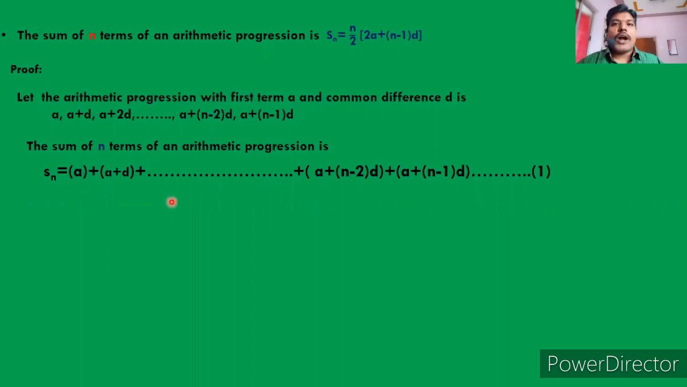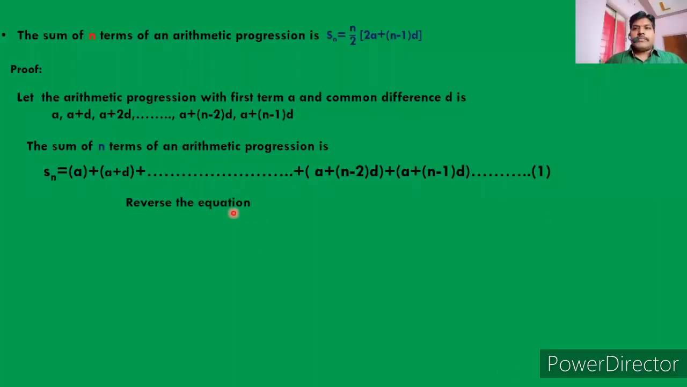After that, what will I do? Just reverse this equation. What will we get? Sn is equal to a plus n minus 1 into d, a plus n minus 2 into d, and so on, up to a plus d and a. I have just interchanged the positions of the terms, that's all. If you take 2 plus 3 it is 5, and 3 plus 2 is 5. If you change the positions, nothing will happen.